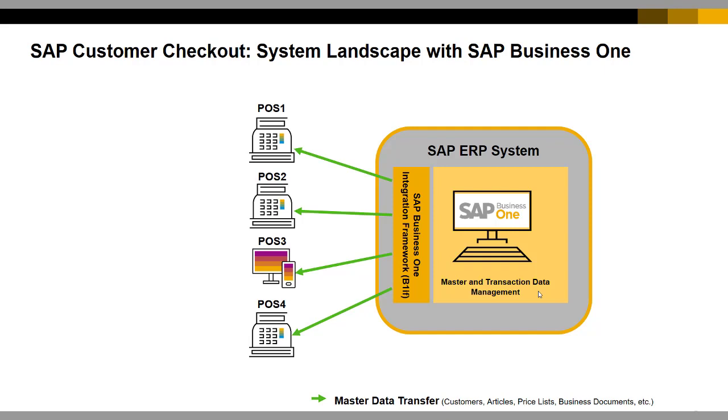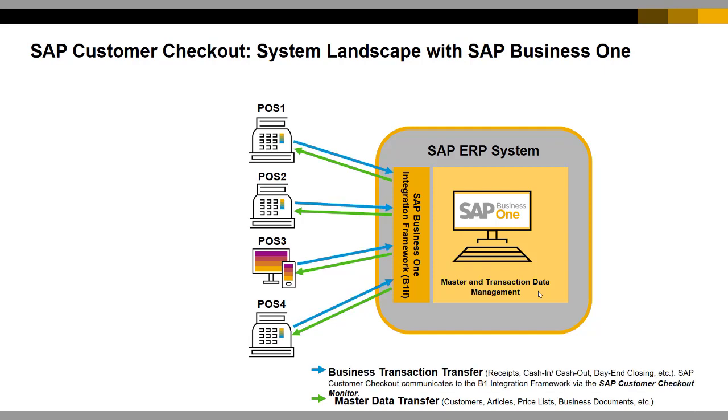Master data like customers, articles, price list, special price, period volume discount, time based discount. All this information is fetched from Business One and stored locally in each of the SAP customer checkout. This makes SAP customer checkout completely offline capable, which means even if you are not connected to SAP Business One, you can continue making your sales transaction. And when you are connected to SAP Business One, all your sales transaction will be posted to SAP Business One.